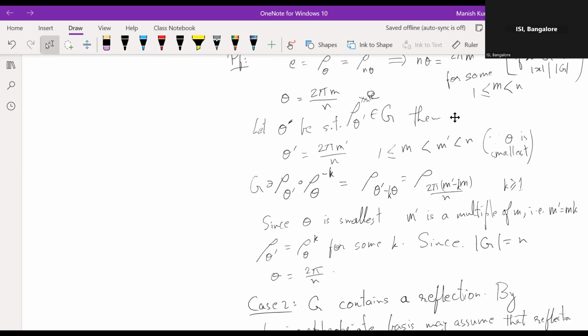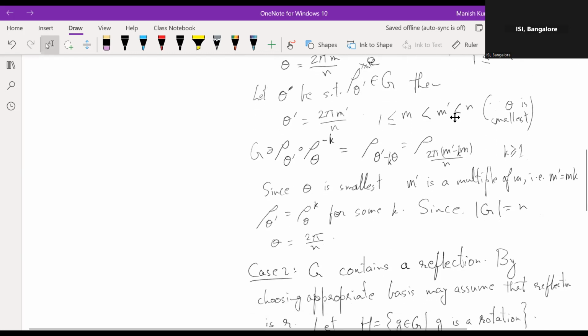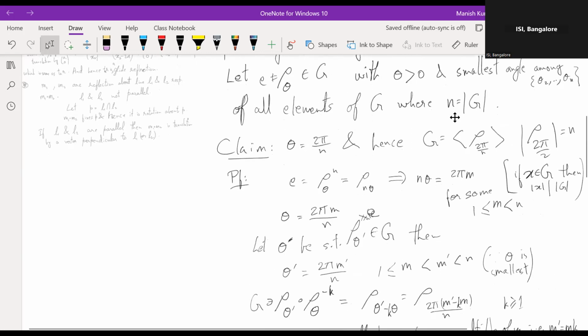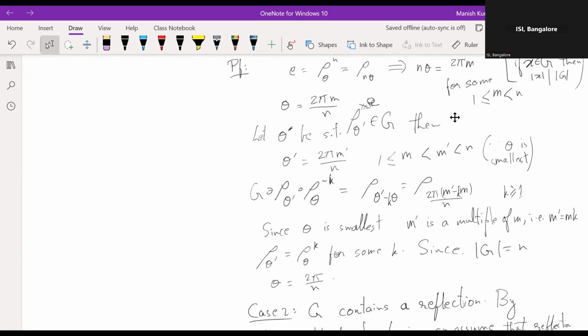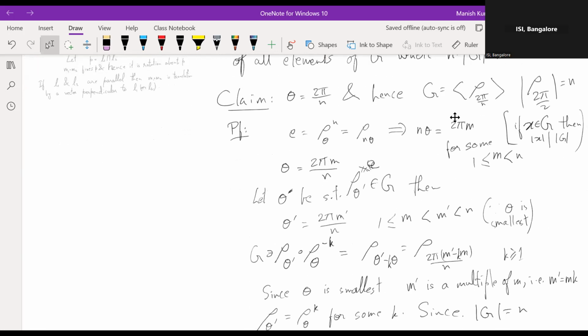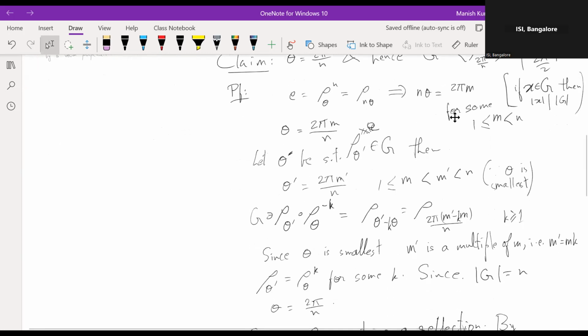So a priori it says that theta has to be 2 pi m over n, but if the order of G is n, then m has to be coprime to n. Then you use again the minimality of theta, and you will argue that it has to be 2 pi over n. It can't be anything else. So that proves that theta is 2 pi over n, and we have already proved that G is generated by rho theta. So it's already cyclic.